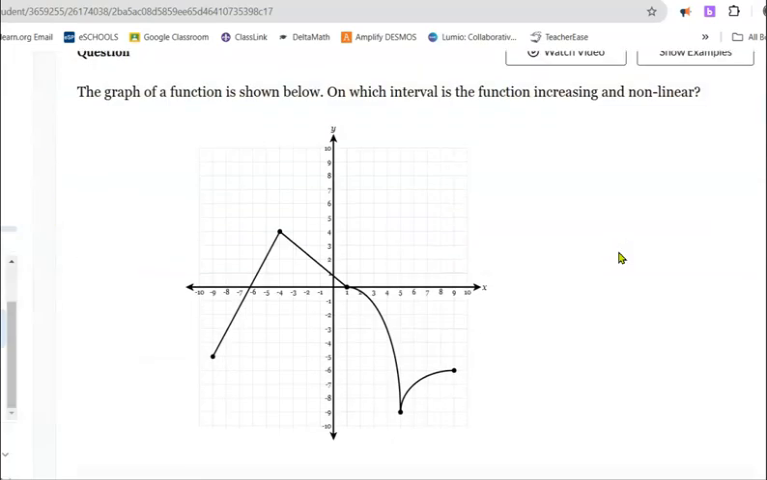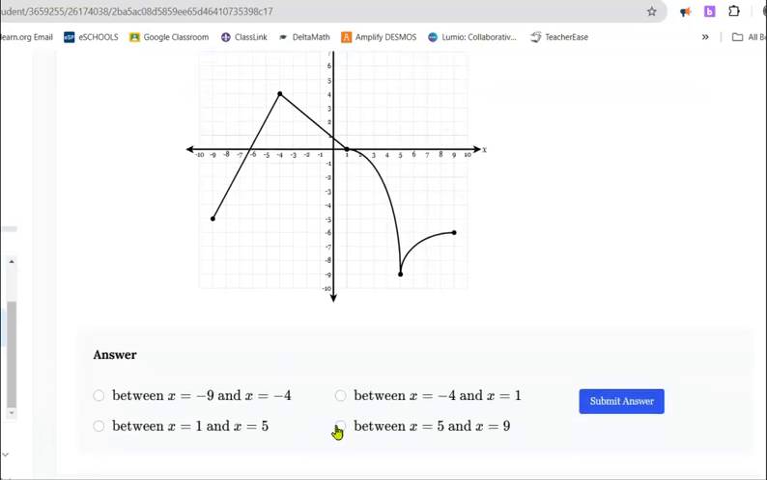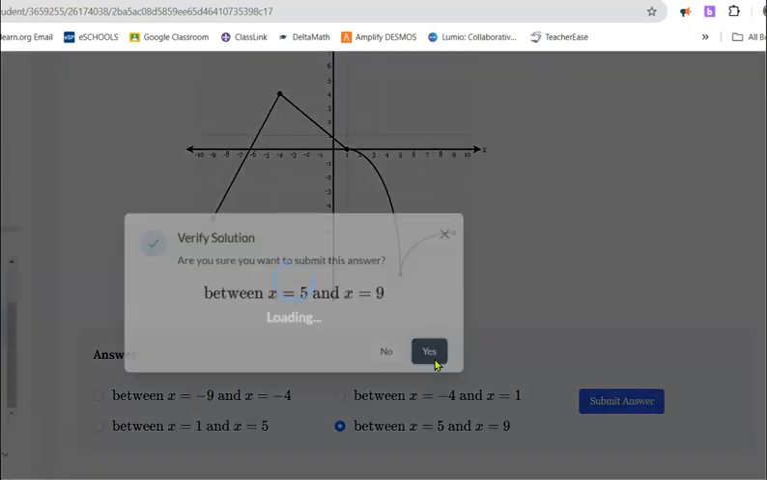One more time. We're looking for something that is both increasing and nonlinear. Well, this is increasing, but it's straight. This is also increasing, but it is not straight. That makes this the interval we're looking for. Scan up to find the starting and ending points, 5 and 9. So I scroll down and I look for 5 and 9.